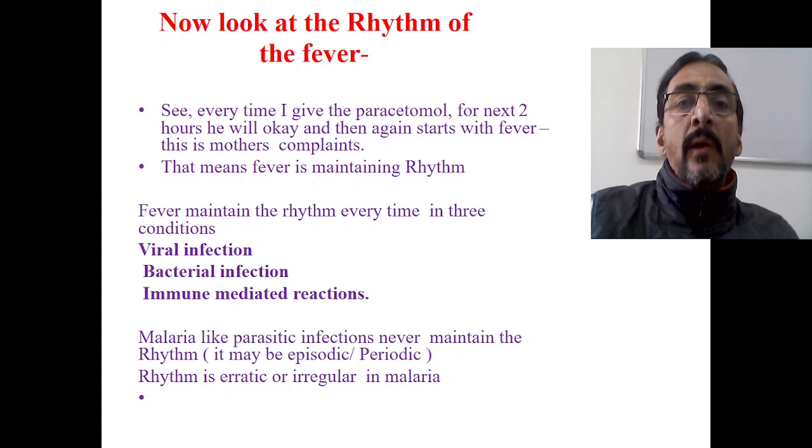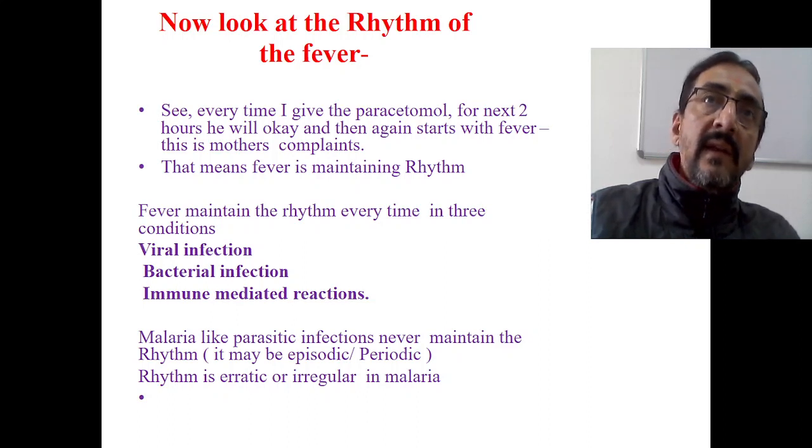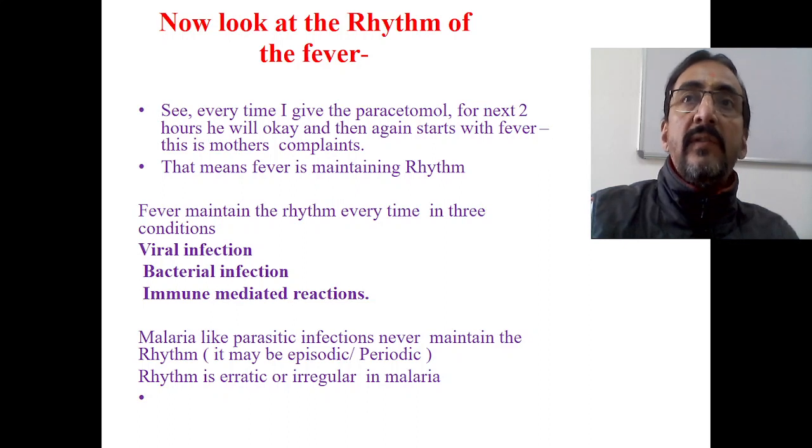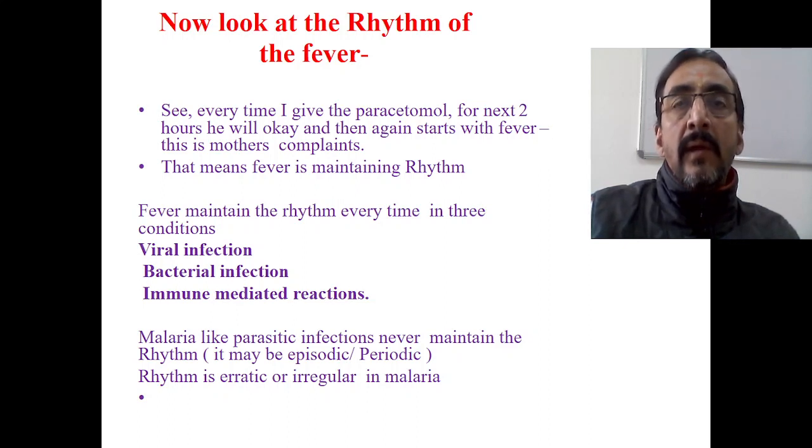Now first of all, you understand what you mean by rhythm of the fever. Suppose the mother is telling that, see doctor, every time I give him the antipyretic, for the next 2 hours he will be okay, and then again he starts with the fever. This is a complaint of the mother. And again she says that in a day or in 24 hours such 3 or 4 episodes are coming. 2 hours there is no fever, again there is a fever, again you give the antipyretic, again there is no fever, again after 2 hours it starts. So what I mean to say is this is called the rhythm of the fever.